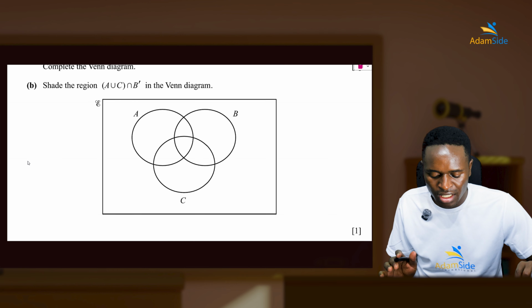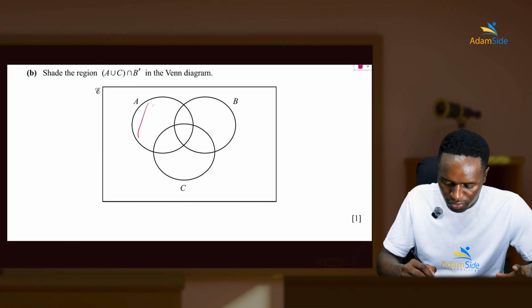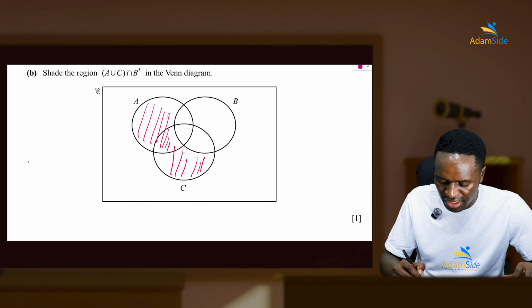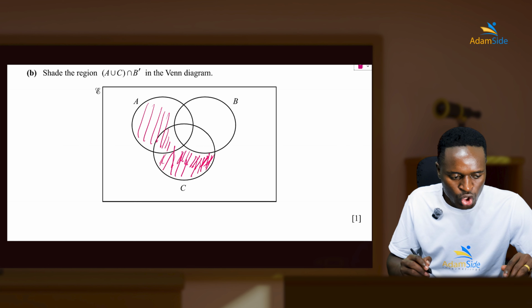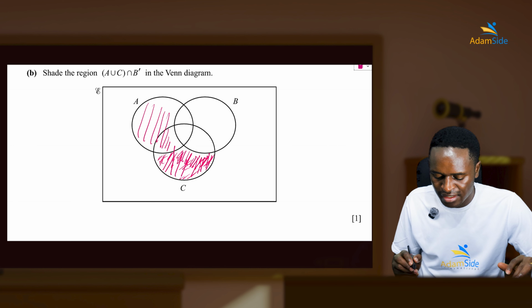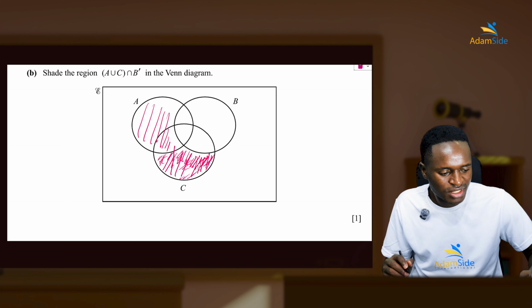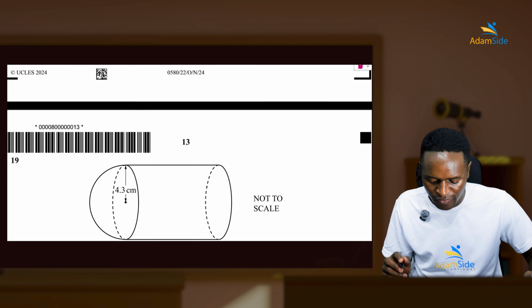Then the question: shade the region A union C. You see it's A union C intersecting B not. So it means when you do that, don't shade anything in B. Shade everything but not intersecting. You have to show that you only shade A and C but not B, and you get your 1 mark. Let's go to the next question.